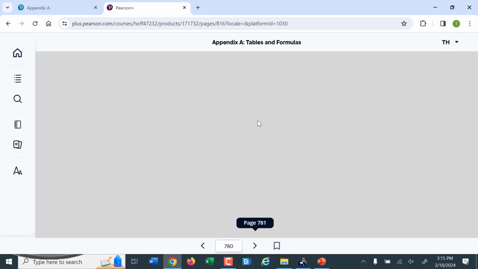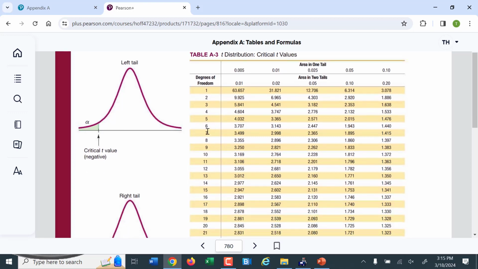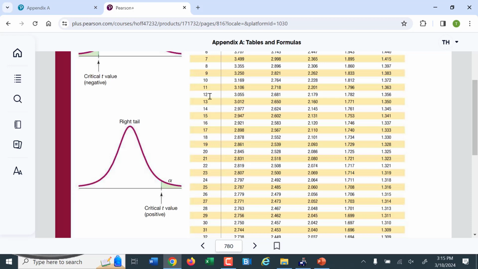Flipping over, one more page should bring us to the t-distribution table. All of this gives us critical values. Notice along the left side, you have your degrees of freedom. So let's say we have 12 degrees of freedom, so we've got a sample size of 13. We're using this row right here.